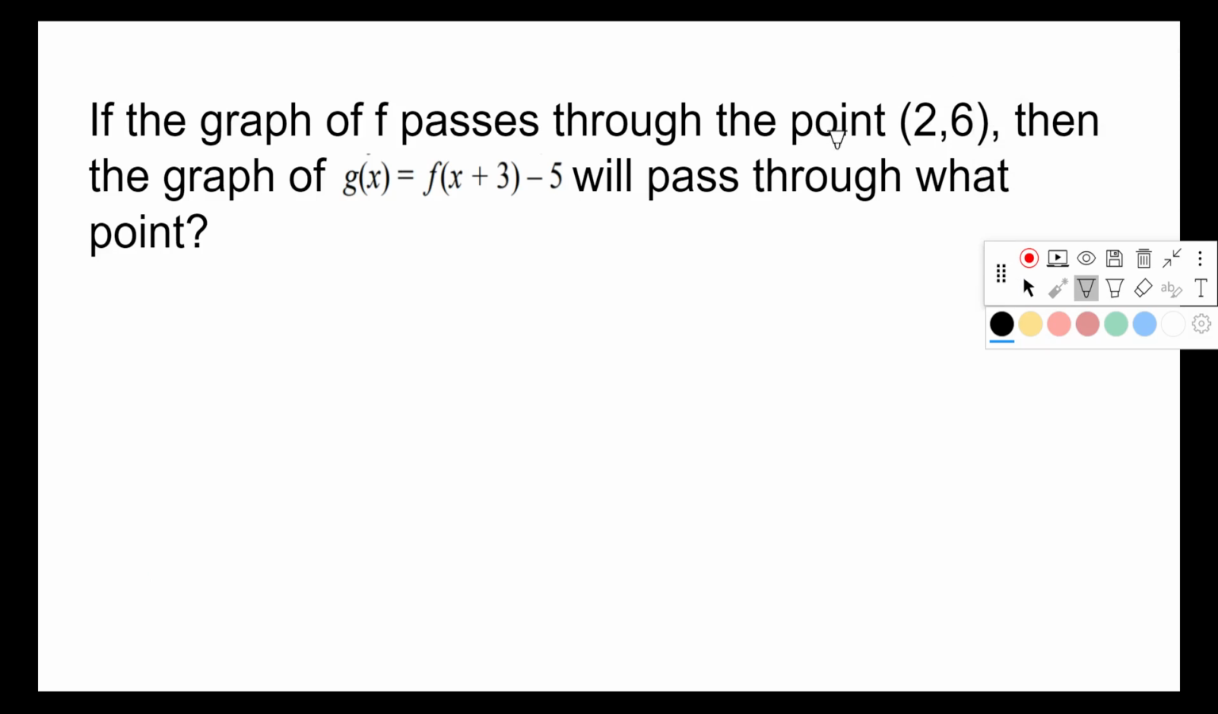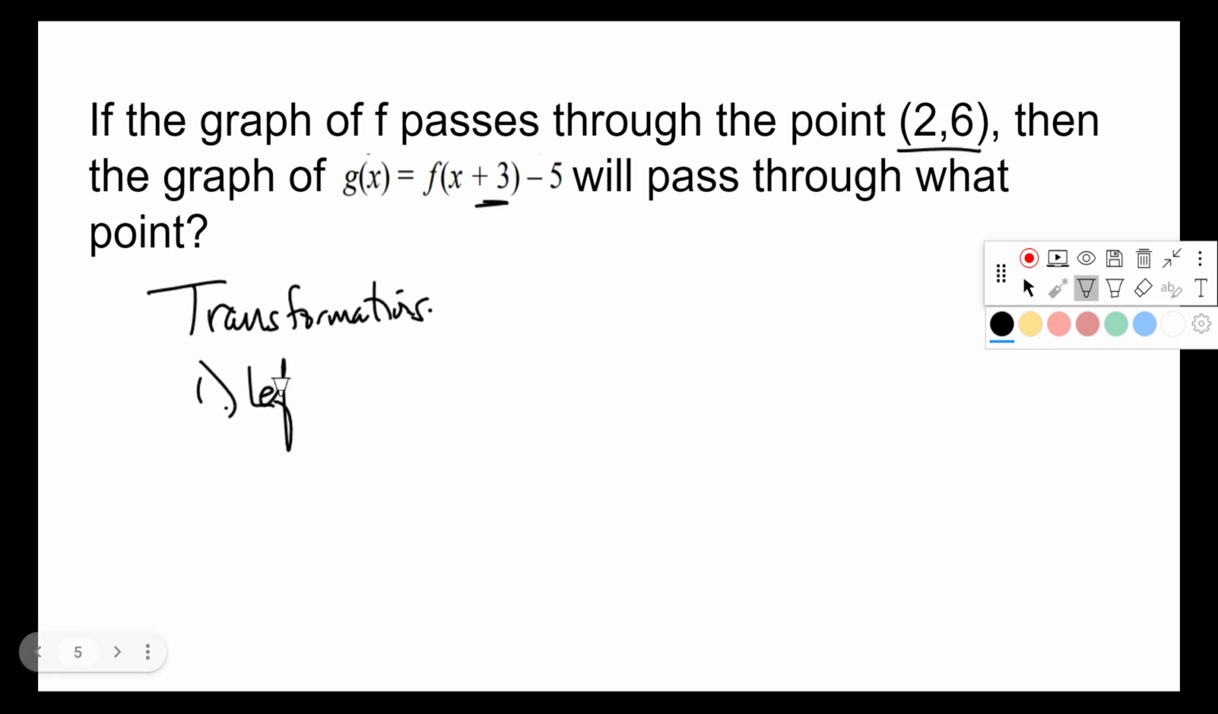So what we're going to do is we're going to translate points, okay, in essence. So this is a simple example of it. If a graph of f passes through the point (2, 6), then the graph of g of x equals f of x plus 3 minus 5 will pass through what point? So let's first name our transformations based on what we see in our given equation here. This plus 3 is a transformation. It's going to move the graph left 3. Okay? And then the minus 5 out here is going to take my graph and move it down 5.